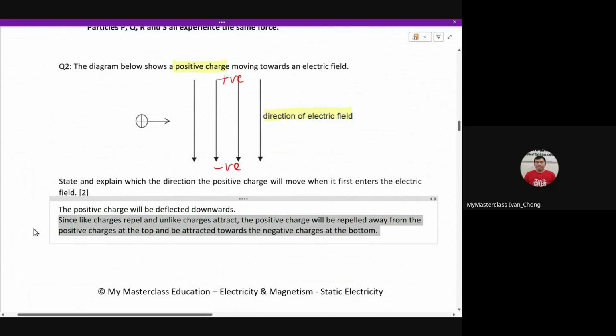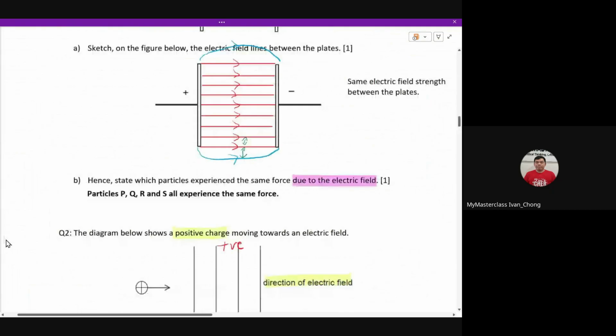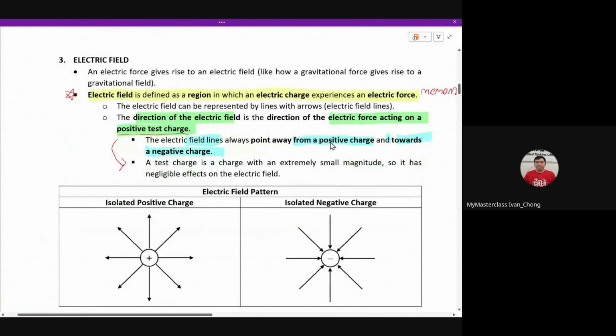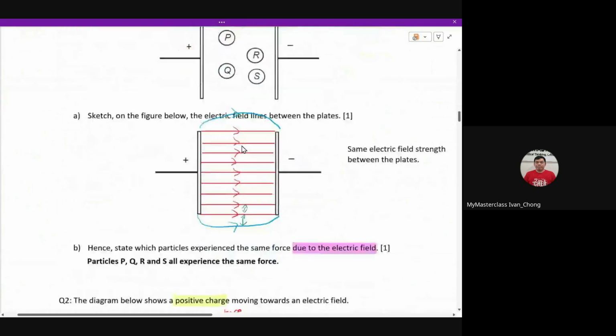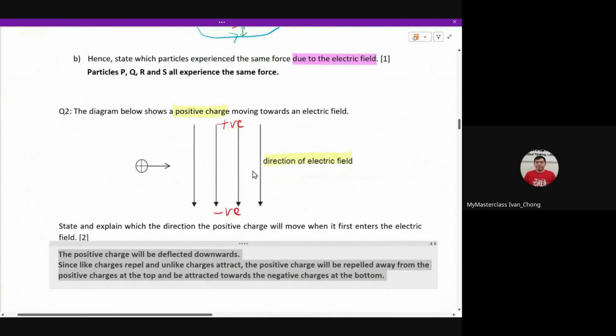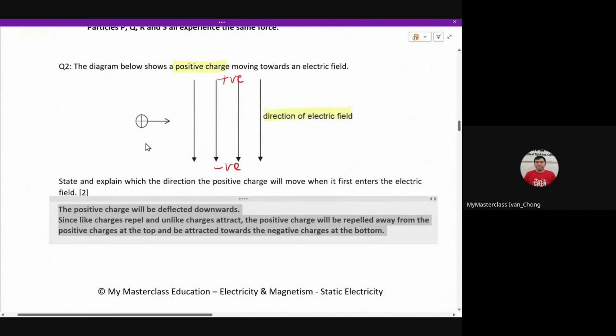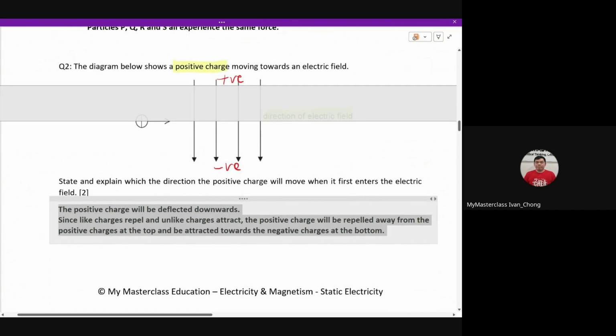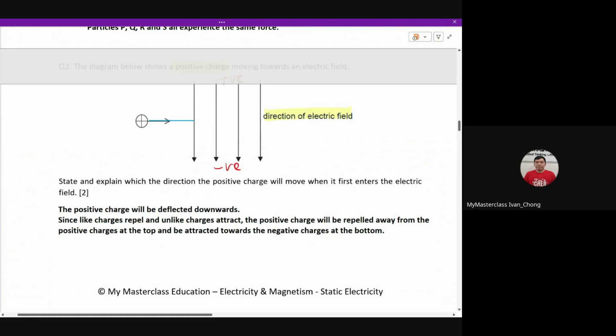Do take note, because you are in an electric field, don't forget, going back to the notes, your electric field will always point away from a positive charge and towards a negative. So because of this, on top is positive, below is negative. How would you draw this? You grab a ruler. Before you enter, you will still travel very nicely in a straight line. But the moment you enter, you will curve like this. Because of this, you actually are deflected downwards.